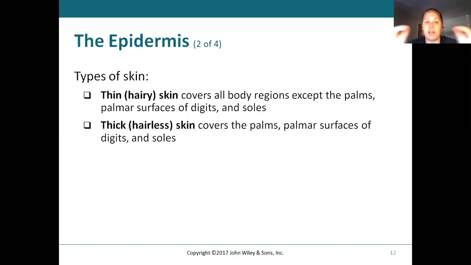If you think about thick hairless skin, that's going to be your palms, your palmar surface, your digits, and your soles. So the bottom of your feet and the palms of your hand are going to be thicker regions of skin, and these are not going to have hair or hair follicle innervation. So you should not have hair being expressed on the palms of your hands. But the world is a very diverse place, and obviously there are exceptions to this rule, but for the majority of folks, those are regions where hair is not found.